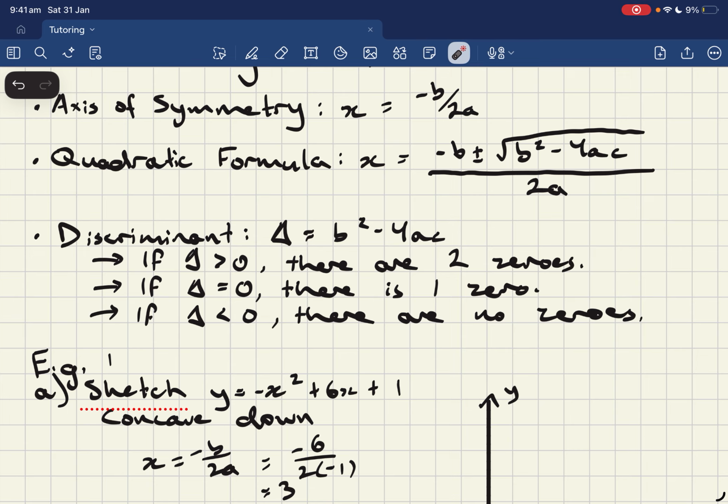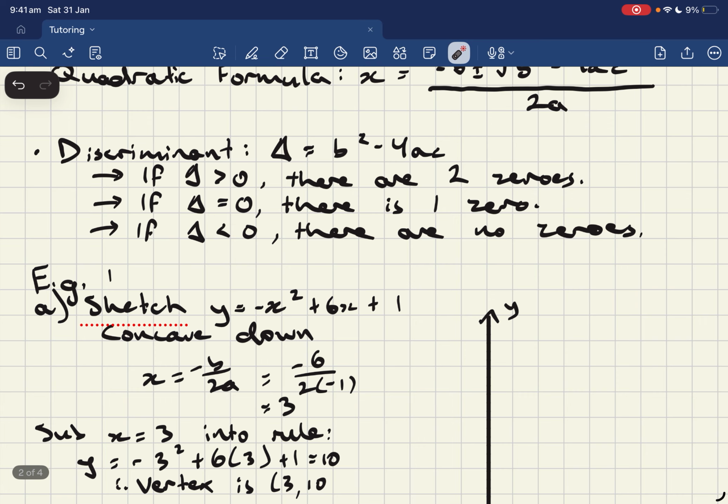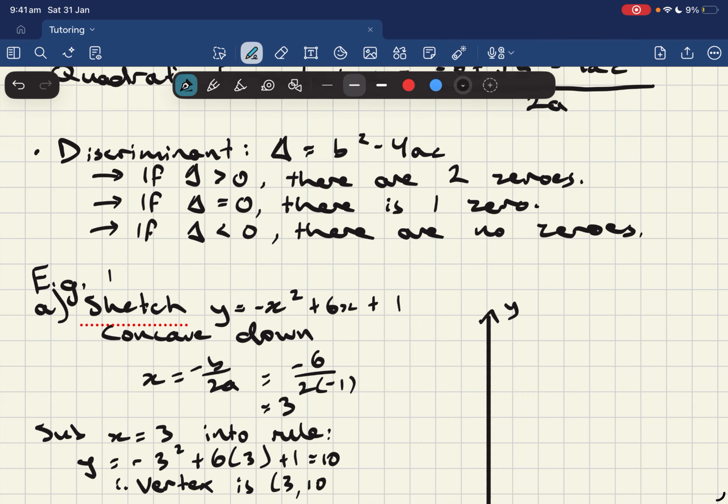Once I know the equation of this axis of symmetry, I can substitute this x value into my rule to get a y value out. And once I do that, you will see I get 10. So y equals negative 3 squared plus 6 times 3 plus 1 equals 10. So that means our vertex is this coordinate, 3, 10.